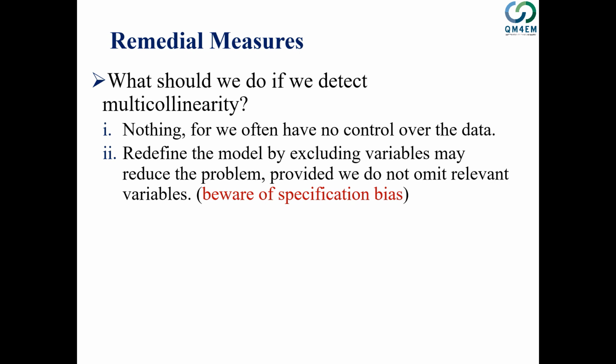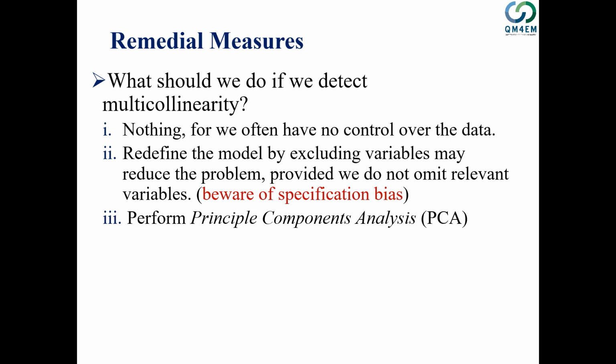Secondly, sometimes we can redefine our model by excluding some of the variables that are the possible cause of multicollinearity. But here we have to be very, very careful, because if we remove a relevant variable from our model just because of multicollinearity, we may fall into a problem called specification bias. This is also a violation of one of the ordinary least squares assumptions. So it's a double-edged sword. If you want to drop a variable, you have to be very sure that you are not falling into the trap of misspecification bias.